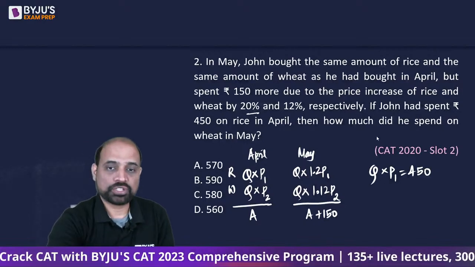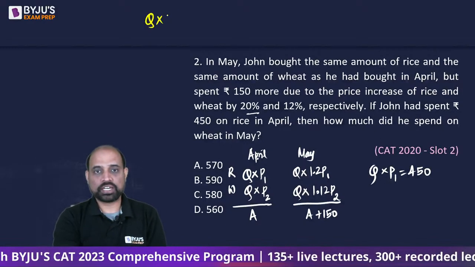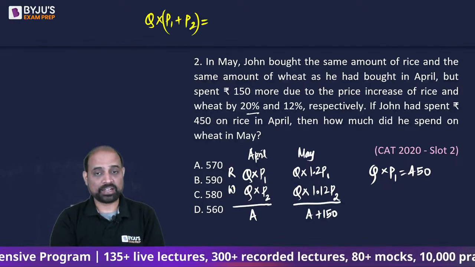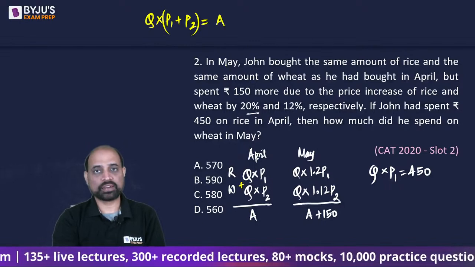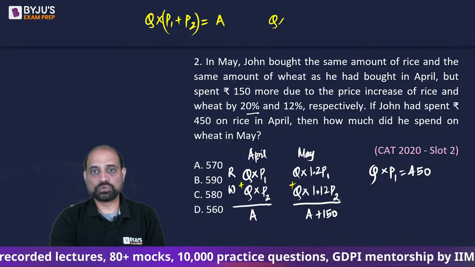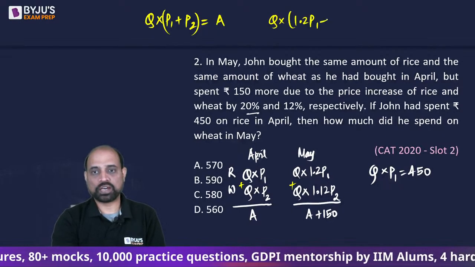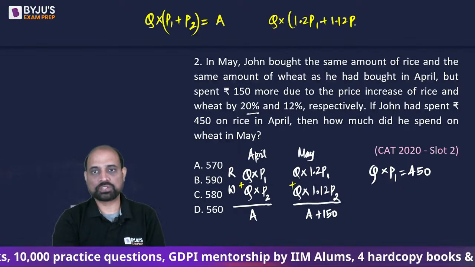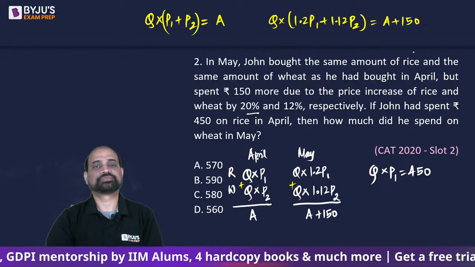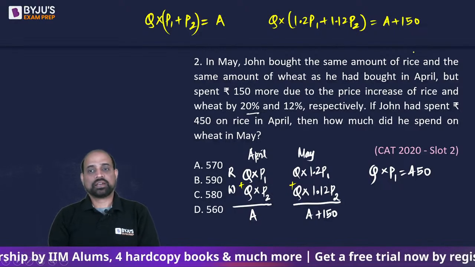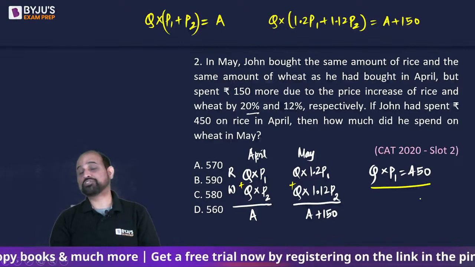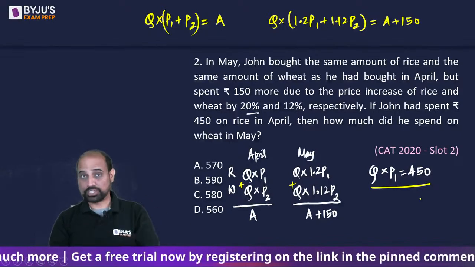Now, as per the question, we can say that Q times of P1 plus P2, taking bracket, if I add both of them, this is going to be A. And if I look at the month of May, this is going to be Q times of 1.2 P1 plus 1.12 times P2. This is given as A plus 150. Right? And we do know that Q into P1 is equal to 450. Now we have 3 variables, Q, P1, and P2, and we have 3 equations.